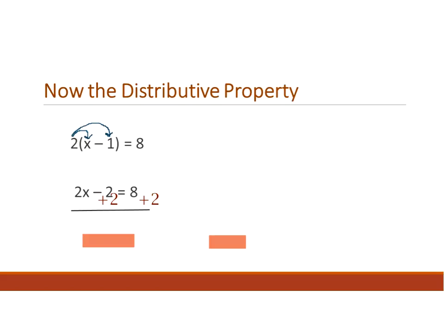The minus 2 and the plus 2 go to 0, and then we can simply bring down the 2x, the equal sign, and the 10, 8 plus 2 being 10. The last thing we do is undo the multiplication of 2 times x, draw a line, put a 2 under each one, the 2 over 2 goes to 1, which is what we need. That leaves x by itself, and 10 divided by 2 is 5.